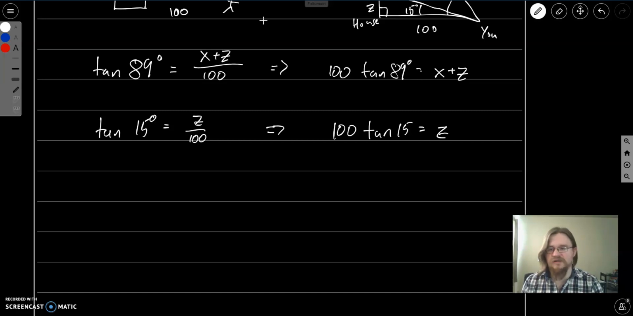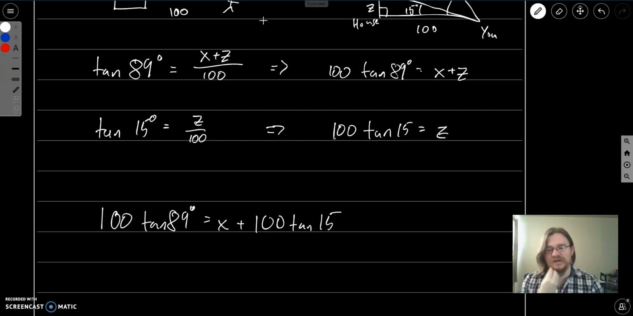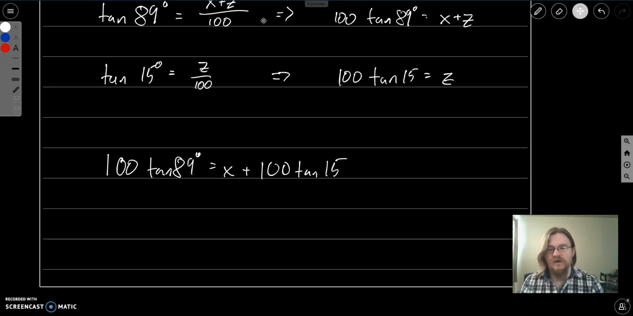So plugging that in, my new equation is going to be 100 tangent 89 is equal to x plus z, which happens to be 100 times the tangent of 15. Okay, so now I can solve for x by subtracting 100 tangent 15 from both sides. So I've got 100 tangent 89 minus 100 tangent 15 is going to be equal to x.